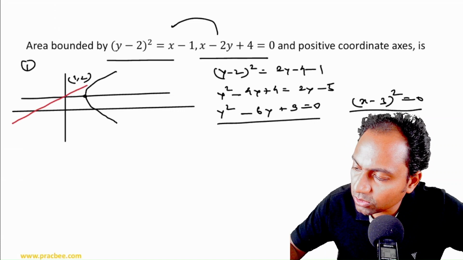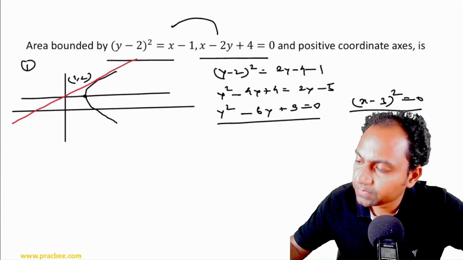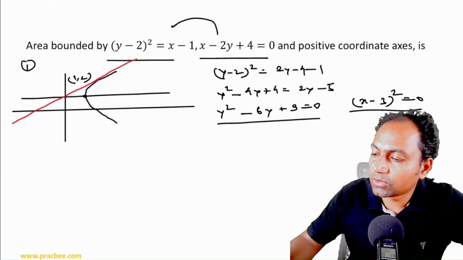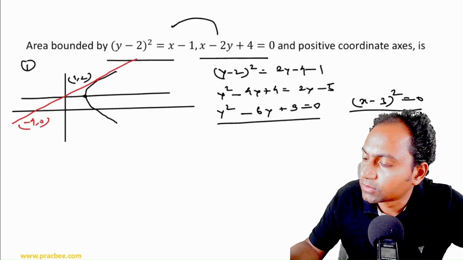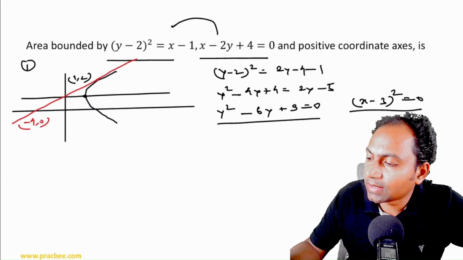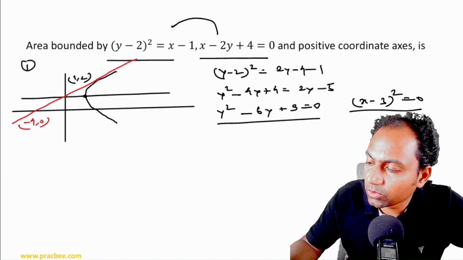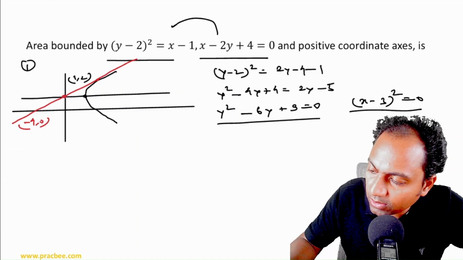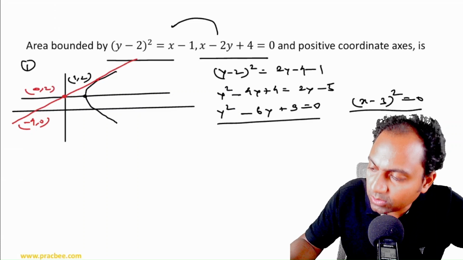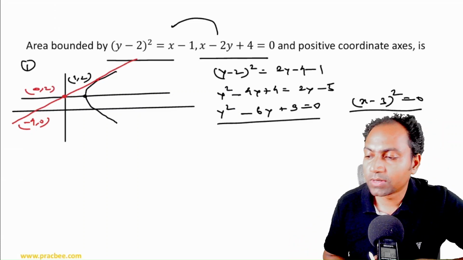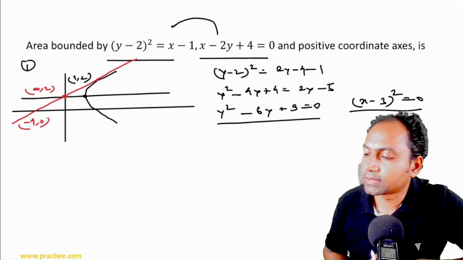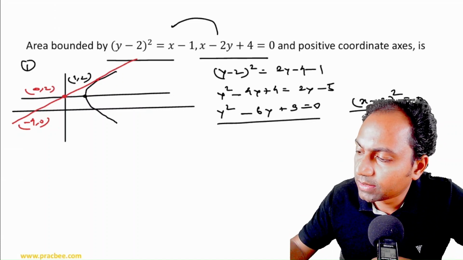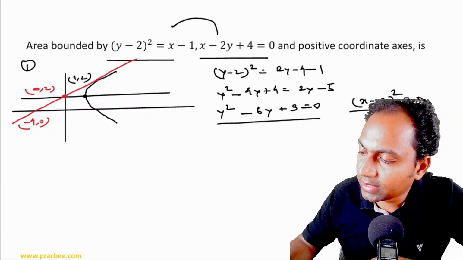So let us also draw this. This is how it touches. And if I put y is equal to 0, x will become minus 4, so this point is nothing but minus 4 comma 0. And if I put x equal to 0, y comes out to be 2. So I have exactly drawn it at the right point, and this becomes 0 comma 2. Now what they're saying is find the area bounded by these two curves and the positive coordinate axis. So what they want us to find is nothing but this area.